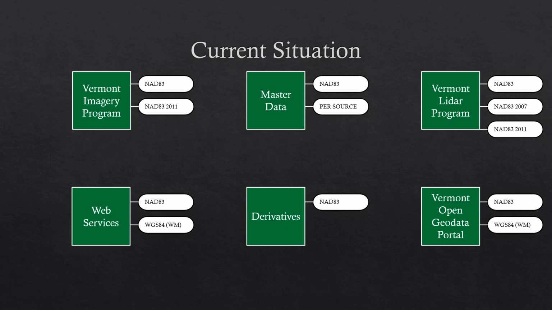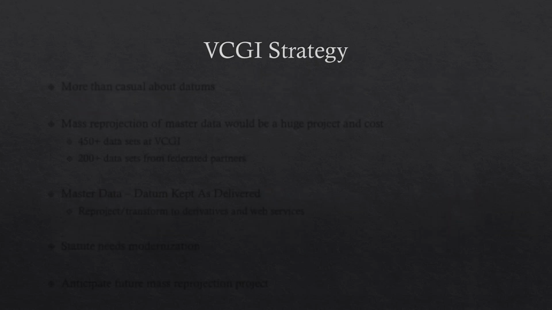I'm going to present on our strategy here. We do have a strategy. And first of all, we will continue to be way more than casual about datums because we are VCGI and we're supposed to be more than casual about it. And we are supposed to connect subject matter experts like Dan to the GIS users so that we don't do anything reckless with data.